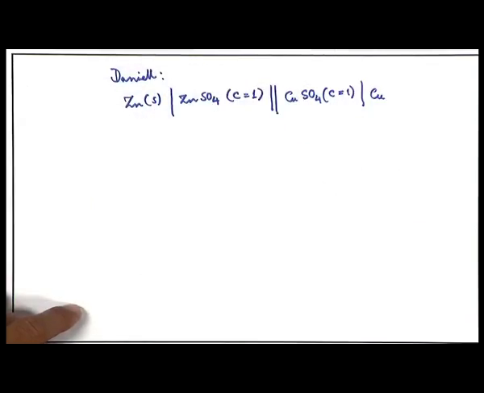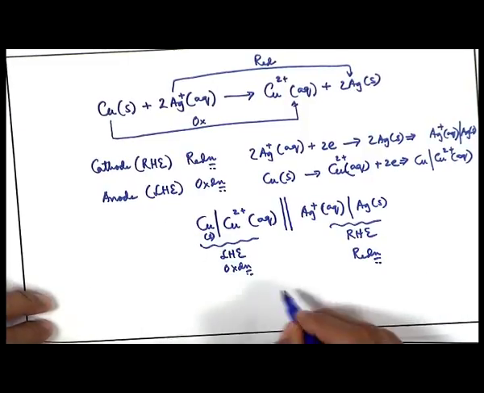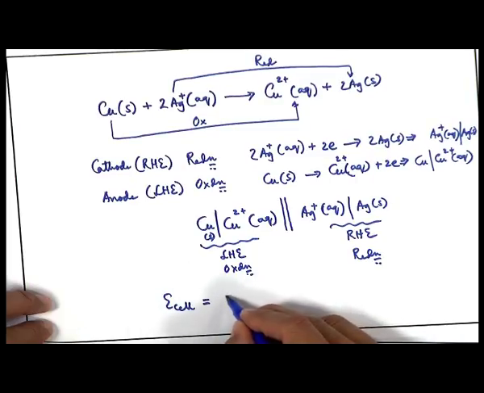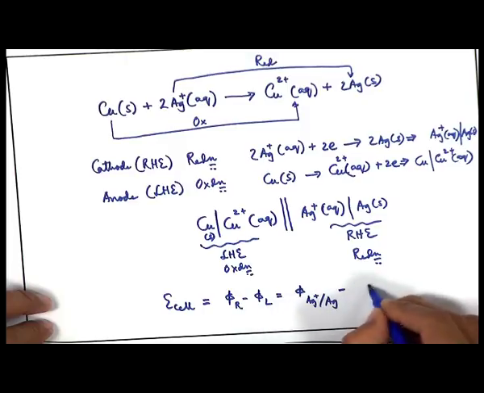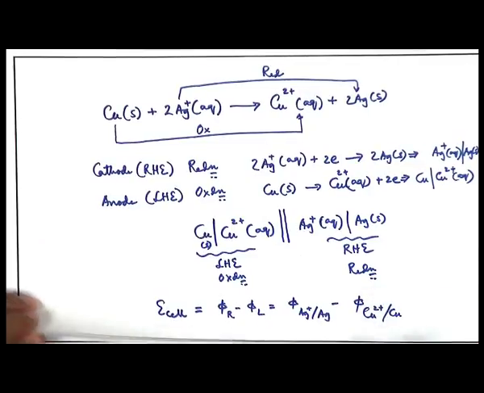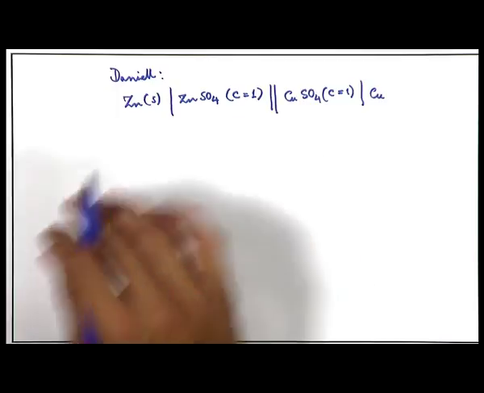For the earlier example, your E cell will be equal to phi right minus phi left, that is equal to phi Ag plus Ag minus phi Cu 2 plus Cu. So, it is in conformity with the IUPAC convention. Okay. So, here you can represent it in the same way.